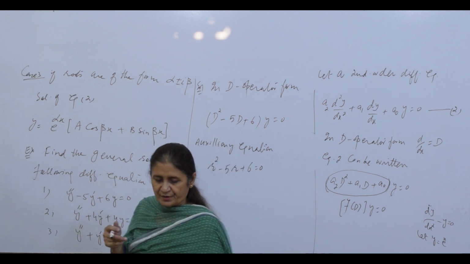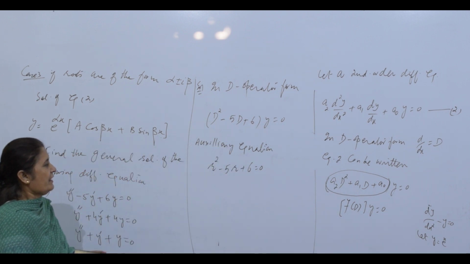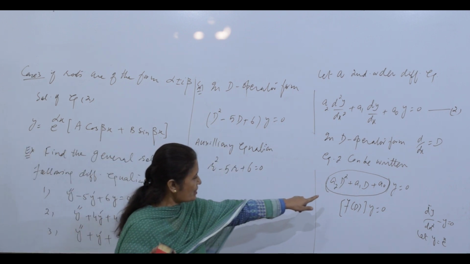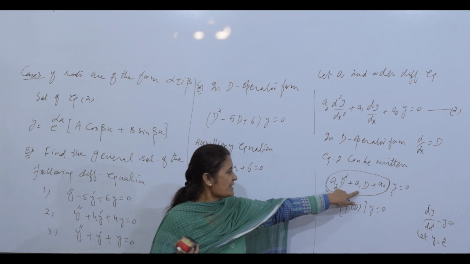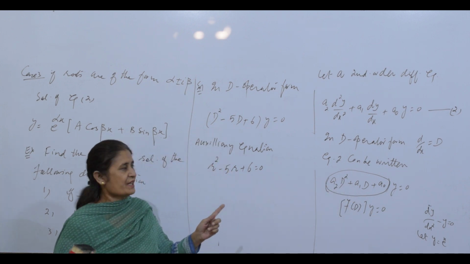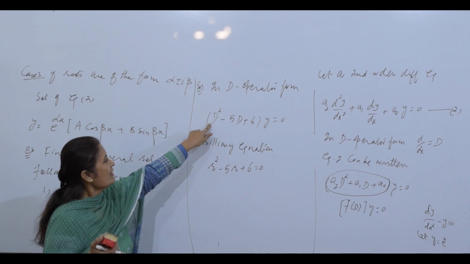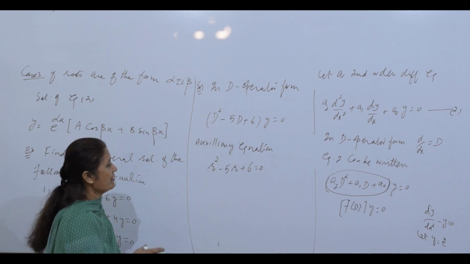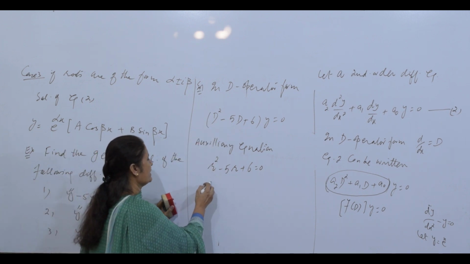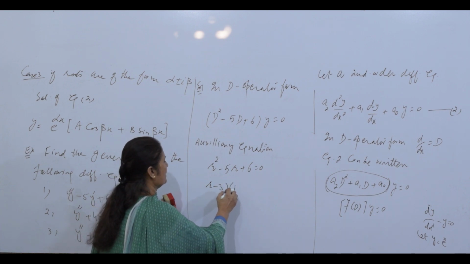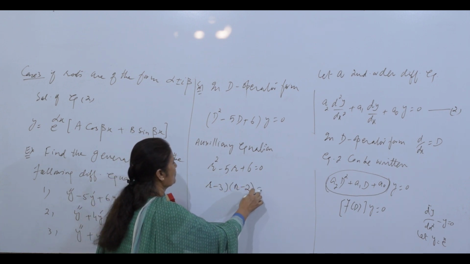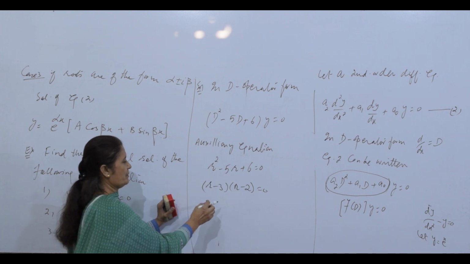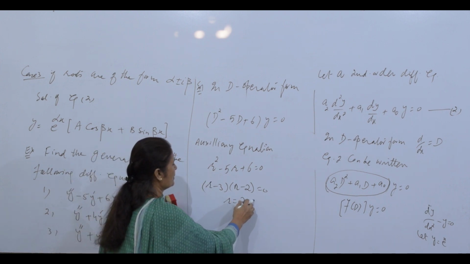Once you are having this D operator, when D is replaced by r, you are getting the auxiliary equation. Here you are having D, and in the auxiliary equation D is replaced by r. It is quadratic, breaking up the middle term: r minus 2 times r minus 3 equal to 0. So r is equal to 2 and 3.